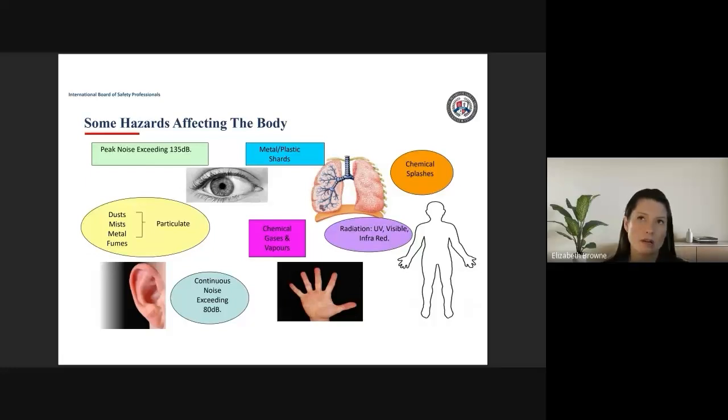And then we also have a table of noise exposure and how much time a worker can be exposed before they need hearing protection. And then we have a peak noise level, where noises must not exceed 135 decibels at any point in time without a worker being protected from that. Other types of health hazards are particulates like dust, mist, metals, fumes. Metal and plastic shards can be breathed into the lungs. Chemical splashes can affect the body. Chemical gases and vapors can be breathed in. Radiation, UV, and visible infrared can also be very harmful to the body and must be addressed.